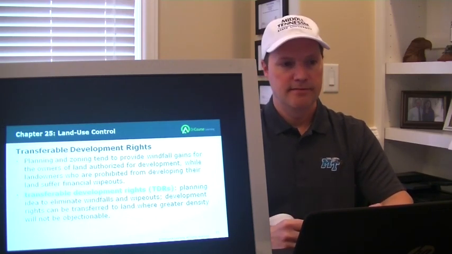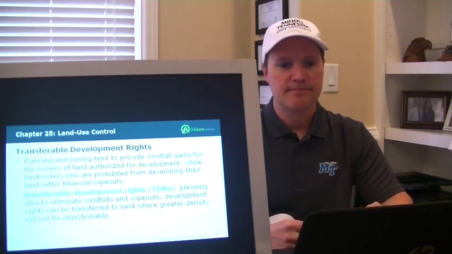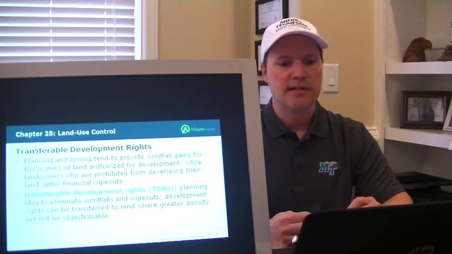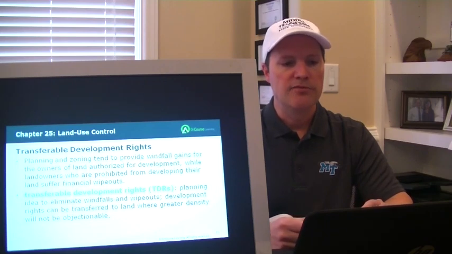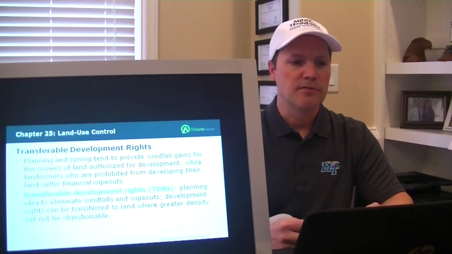Transferable development rights. Planning and zoning intend to provide windfall gains for the owners of land authorized for development, while landowners who are prohibited from developing their land suffer financial wipeouts. All right. Transferable development rights, TDRs. A planning idea to eliminate windfalls and wipeouts. Development rights can be transferred to land where greater density will not be objectionable. Okay? So it's transferable development rights.